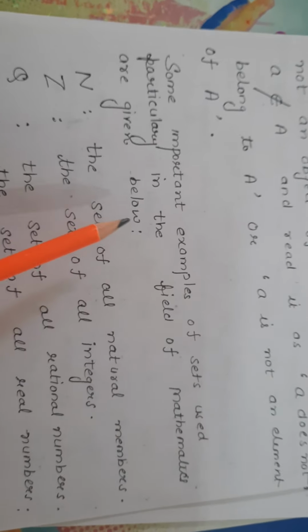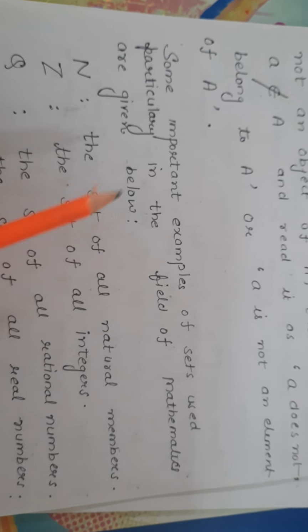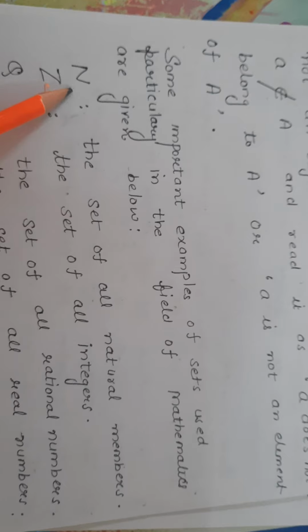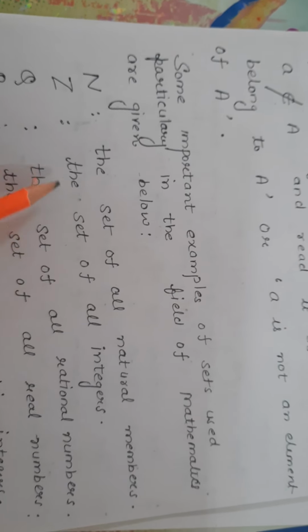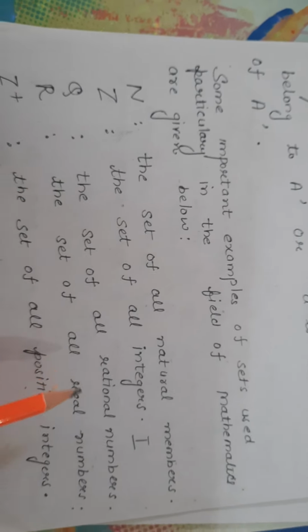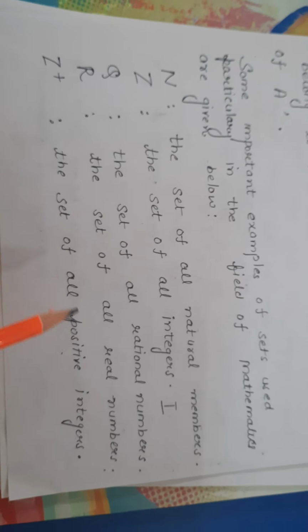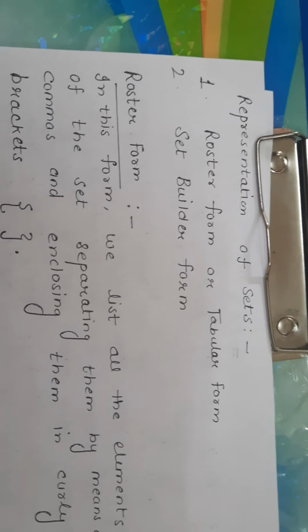Now, some important examples of sets used particularly in the field of mathematics are given below. You generally denote the set of naturals by capital N, the set of integers by capital Z. In some books, we also have capital I for integers. Q, the set of rational numbers. R, the set of all real numbers. Z plus, the set of all positive integers.